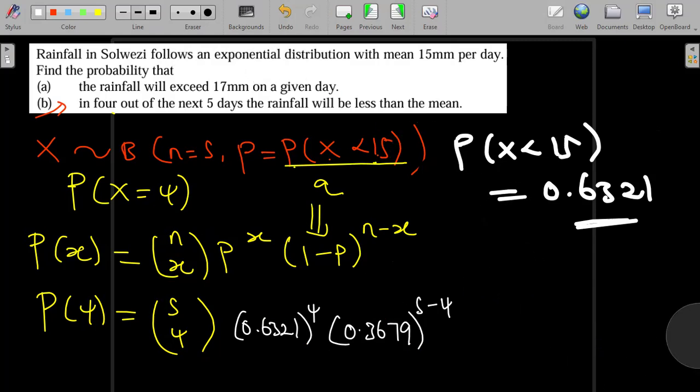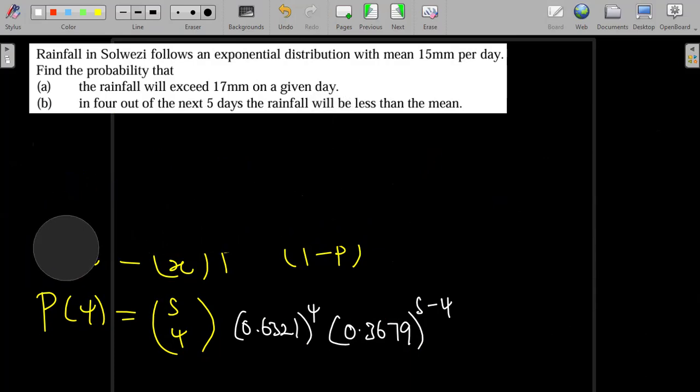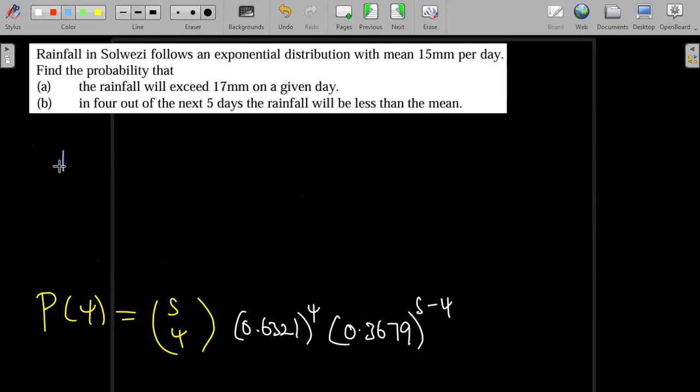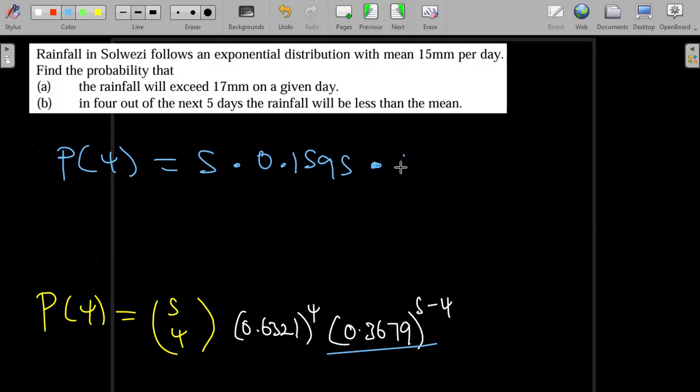So we can erase all these other stuff now. The probability of 4 is equal to, so what is 5 choose 4? 5 choose 4 is just 5 multiplied by this number to the power 4. That number to the power 4, my calculator says 0.1595, multiplied by this one, which is 5 minus 4, which is 1. So it's just the same number.